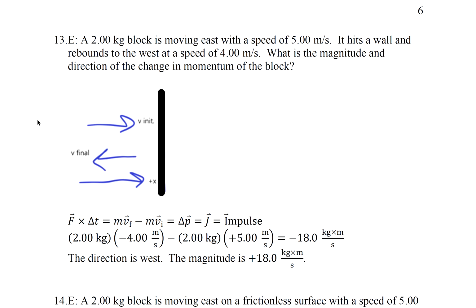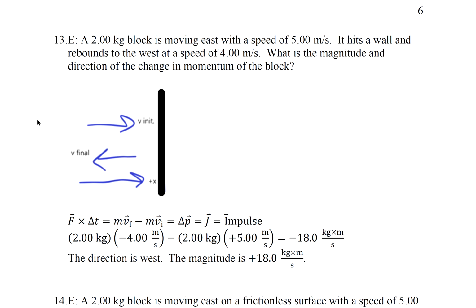Question 13. A 2-kilogram block is moving east with a speed of 5 and hits a wall and rebounds to the west at a speed of 4. What is the magnitude and direction of the change in momentum of the block? First thing you should do is draw an image. Always draw an image. I chose positive x to go to the right. I could have chosen positive x to go to the left, but I just chose it to go to the right. So if you want, do this problem again, but just make positive x go to the left.